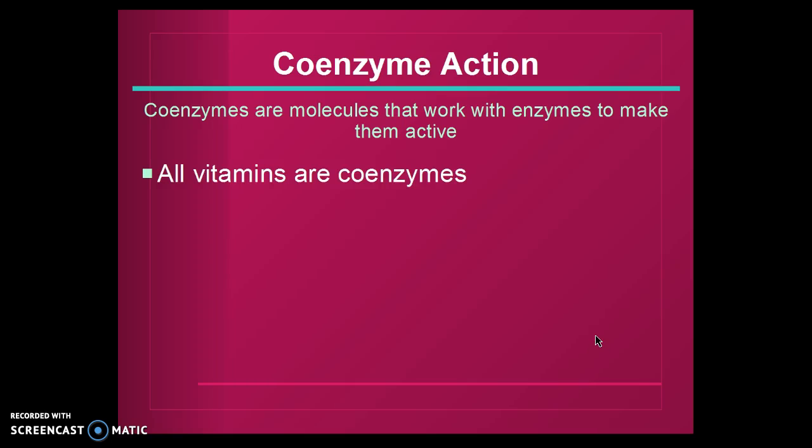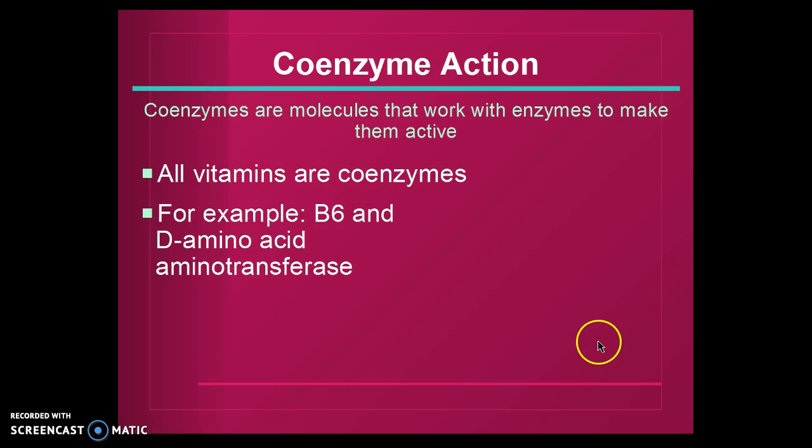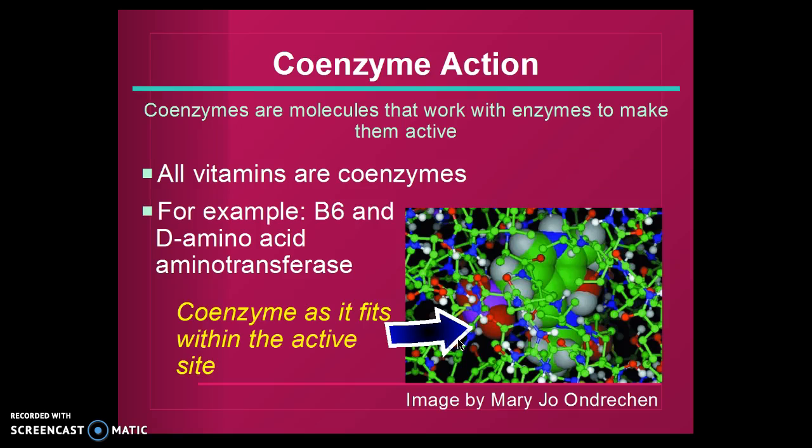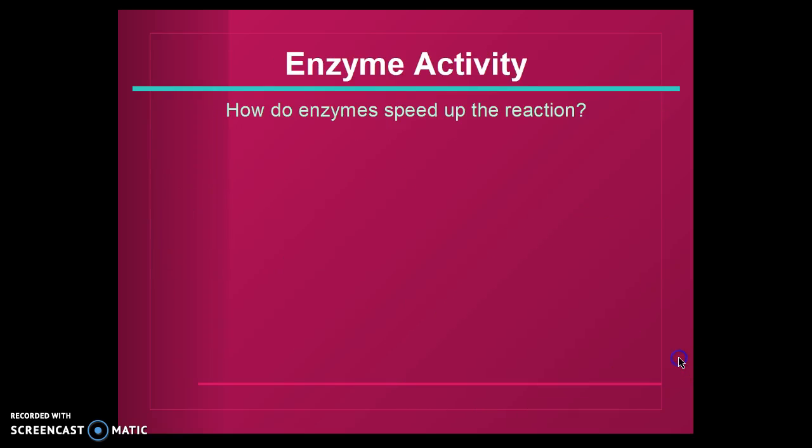Now, coenzymes are molecules that work with enzymes to make them active. All vitamins are coenzymes. For example, vitamin B6 works with D-amino acid aminotransferase, the enzyme. This is a model of the atoms put together into that complex. Here you can see the coenzyme fitting within the active site and actually making the active site active.